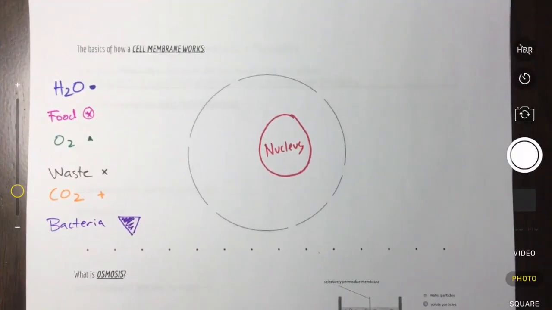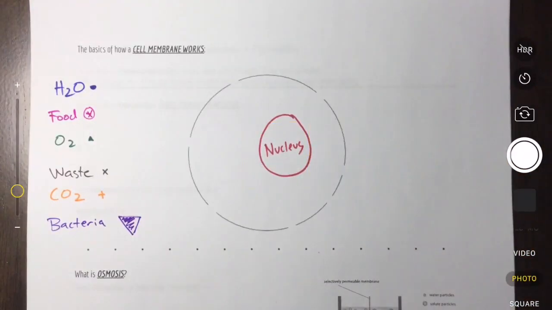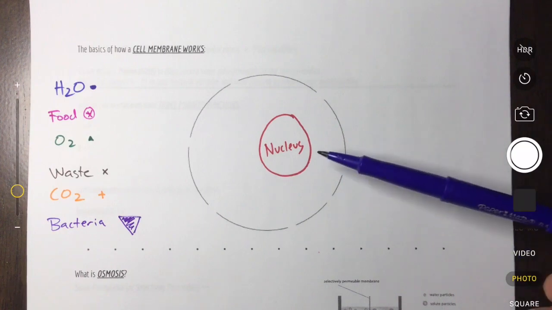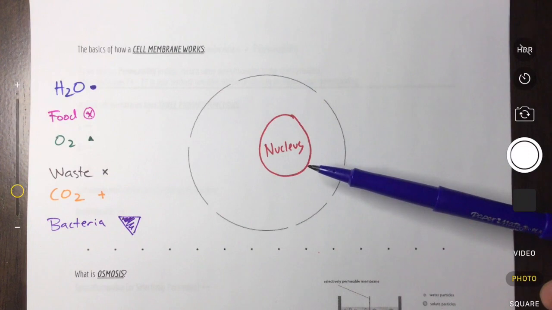All right, what we have here is a very, very simplified view of what an animal cell may look like. We know this is an animal cell because we have that general round or circular or spherical shape. And what I've just done is created a small legend down the side of some things that our cell wants to be able to get in or get out, or in some cases keep out. And the other thing I've just added, just so that we can get a sense of how this might work, is our nucleus.